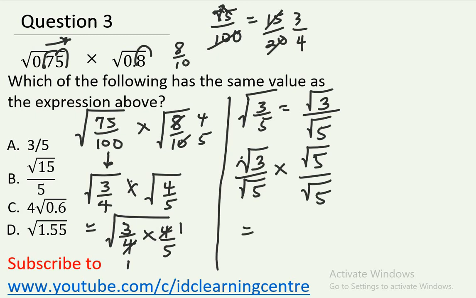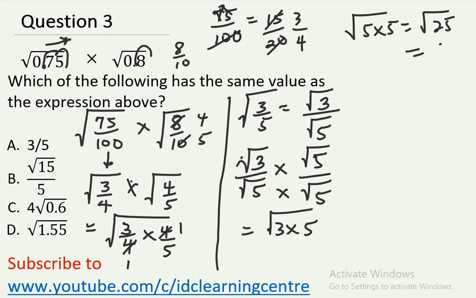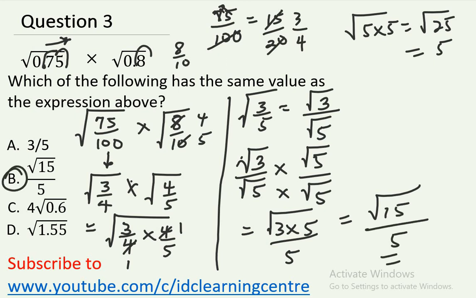So this will give me, bring the numerator together, root 3 times 5, and root 5 times root 5 will give me root 25, and the square root of 25 is 5. So the denominator is 5. So the answer will be square root of 3 times 5, 15 out of 5. And B is the right answer.